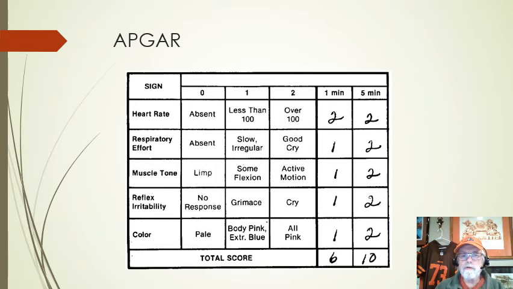Okay, most kids will have their hands and their feet be bluish for a while, and it's called acrocyanosis, perfectly normal. That will go away, that clears, okay? And then what they do is they do it at 1 minute and at 5 minutes, and look at the score. The lower the score, the more likely there are all kinds of problems with the kid, and they're more likely to be resuscitated. So that's what the APGAR score is.